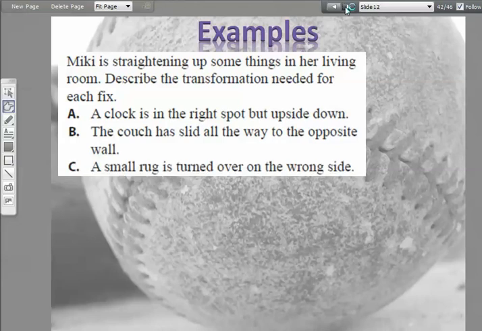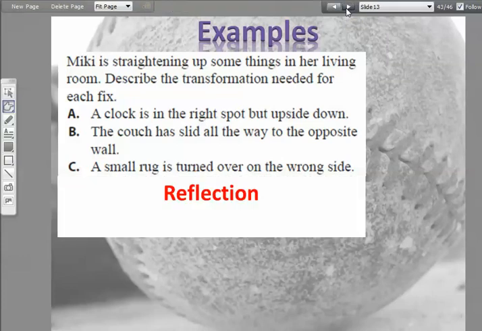Okay, let's see what the next one is. A small rug is turned over on the wrong side. Well, here's your key word, turned over. Well, it's really not your key. It is, but it's not. Okay, a small rug has been flipped over on the wrong side. There, flipped would be your key word. And remember, when you're flipping something, it's going to be a reflection, just like it's looking in the mirror.